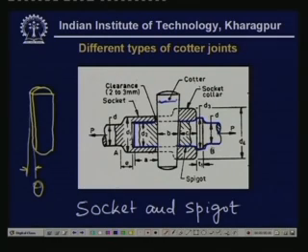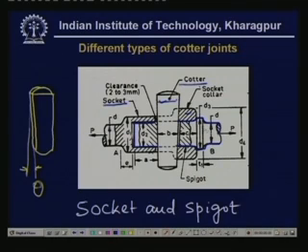Now this is in the form of a rod, and the other part which is hatched over here is known as a socket. As the name implies, it has a hole inside through which this spigot enters, and these two parts are joined together by means of this cotter. So the purpose of this joint is to bind these two elements when they are under tension, as you see here.